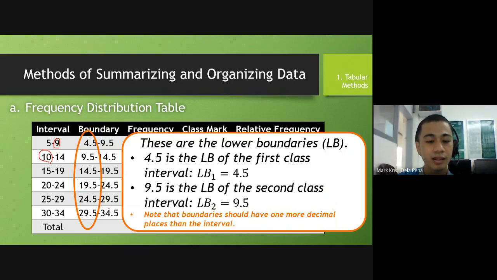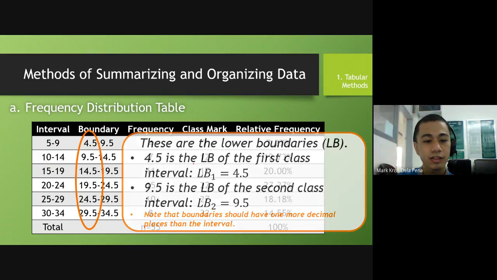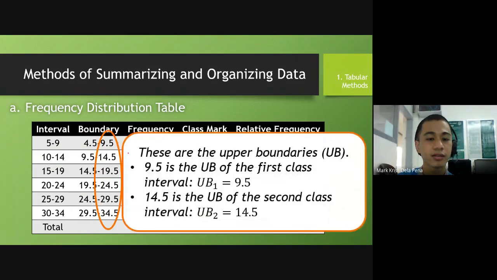Then the next rows will follow. So add 5, which is our class width, to 9.5, so that's 14.5. Add 5 to 4.5, that's 9.5, and so on. So you have the lower class boundaries, and we also have the upper class boundaries. So 9.5 is the upper class boundary of the first class interval. 14.5 is the upper class boundary of the second class interval, and so on.